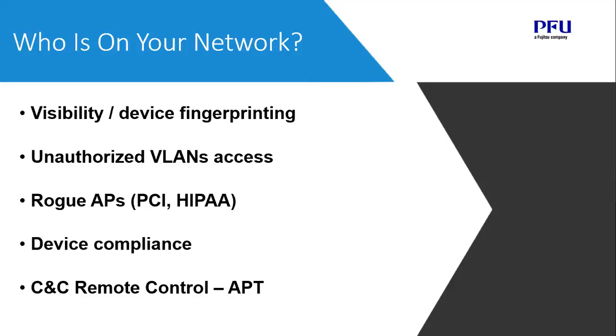So unauthorized VLAN access is also important. Unauthorized access to your network is extremely important, but especially to certain VLANs where you have the most secure data, like intellectual property, sensitive data, and so on. And rogue access points. Rogue access points could be a huge vector of attack. So having visibility into that is extremely important. A rogue access point could open doors.